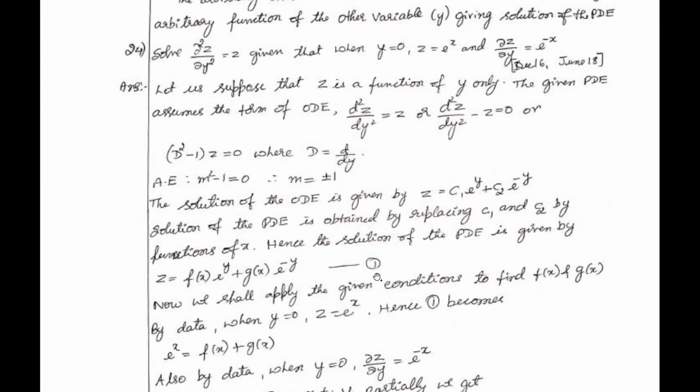Now the conditions are given over here, that is, y equal to 0, z equal to e power x, and dou z by dou y equal to e power minus x. That is, when y equal to 0, these two conditions are satisfied.